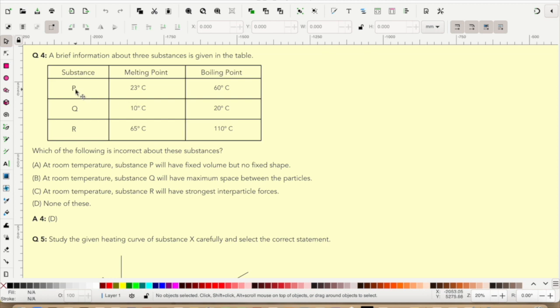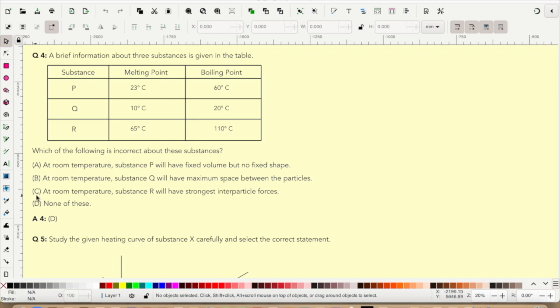Let us check. Substance P's melting point is 23 degrees centigrade and its boiling point is 60 degrees centigrade. So room temperature is in between these two points. That means P will exist in liquid state. So option A is correct. Option B. At room temperature, substance Q will have maximum space between the particles. Means it will exist in gaseous state. Let us check. Its boiling point is 20 degrees centigrade. So room temperature will be above the boiling point. Means it will exist in gaseous state. So option B is also correct.